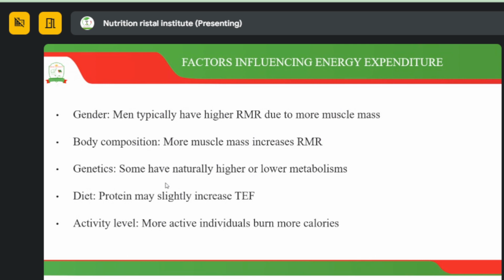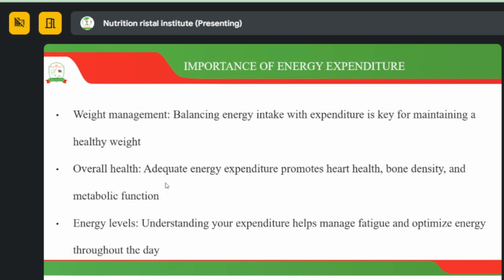To recap, we have gender, body composition, genetics, diet, and physical activity as the factors that influence energy expenditure. What's the importance of energy expenditure, really? Why should I know about it? One is that it is important for weight management. Why? If you know how much you spend, you will know how much to take in. Balancing energy intake with expenditure is key for maintaining a healthy weight.